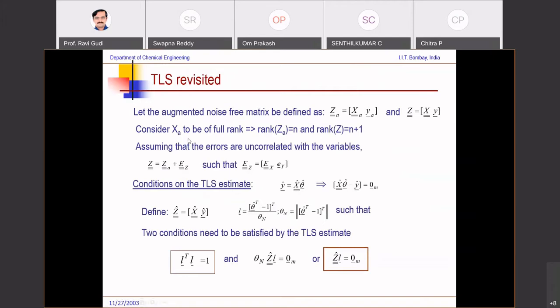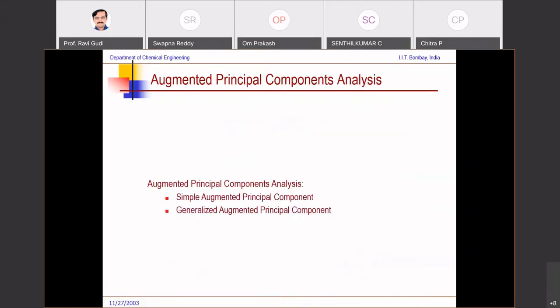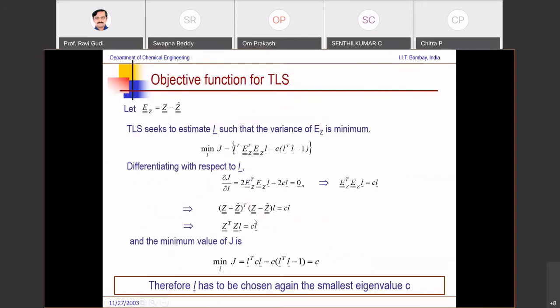Now what we are doing is we are looking at a Z in which both the X and Y are noisy. And what we want to look at is how you still perform principal components analysis for parameter estimation in the simple case and in the generalized case. So what is the simple case? The simple case is when I look at TLS and I choose the eigenvector corresponding to the smallest eigenvalue, which we have already seen.